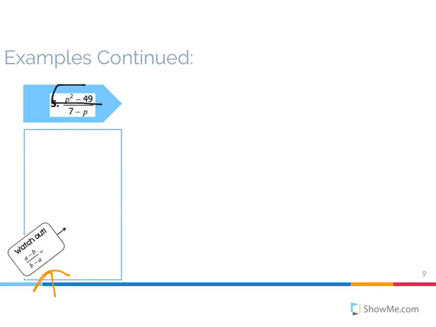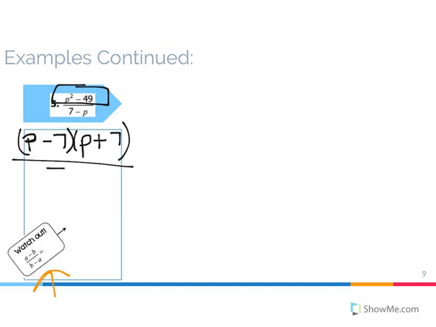So it looks like we don't have any GCFs on my numerator up here, but we do have a difference of 2 squares because I have only 2 terms. And I know that p squared is a perfect square. So I have p, and then I have a minus 7 times 7 is 49. Not 4, but 7. So p minus 7 and p plus 7.